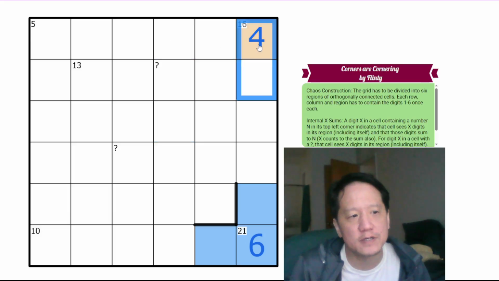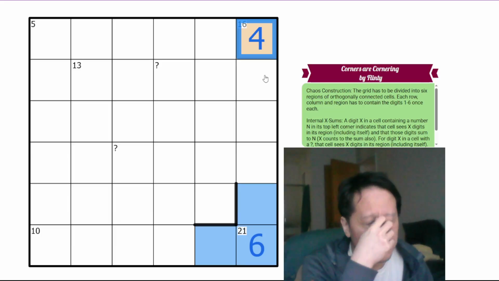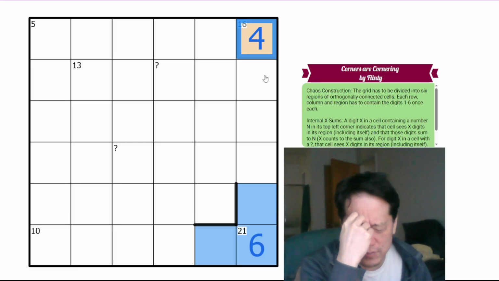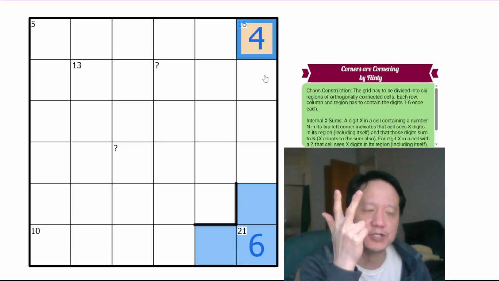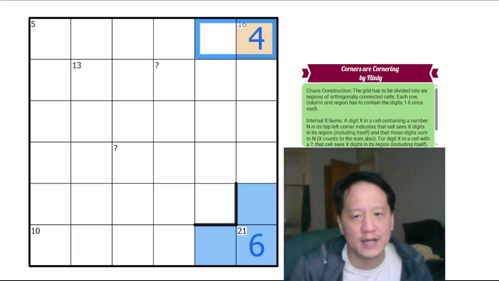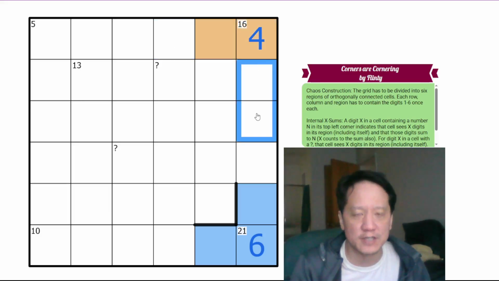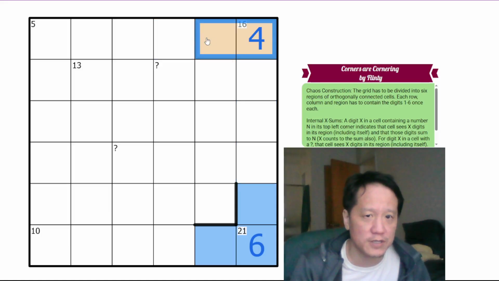For 4 digits, what can it be? It's 16, right? So the other 3 digits must add up to 12, which means the 2 digits that it doesn't see add up to 5. So it has to see a 6. That means it has to go this way at least once, because it can't see a 6 going 4 this way. So it has to see a 6 somewhere. It must go once here.